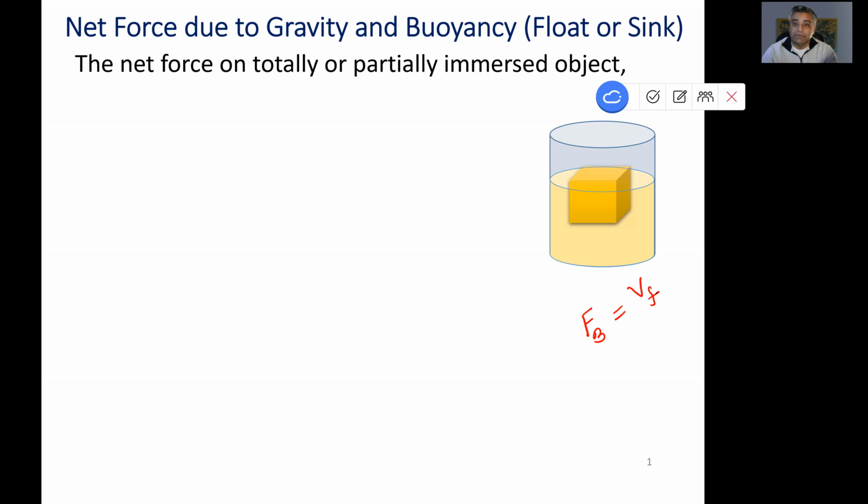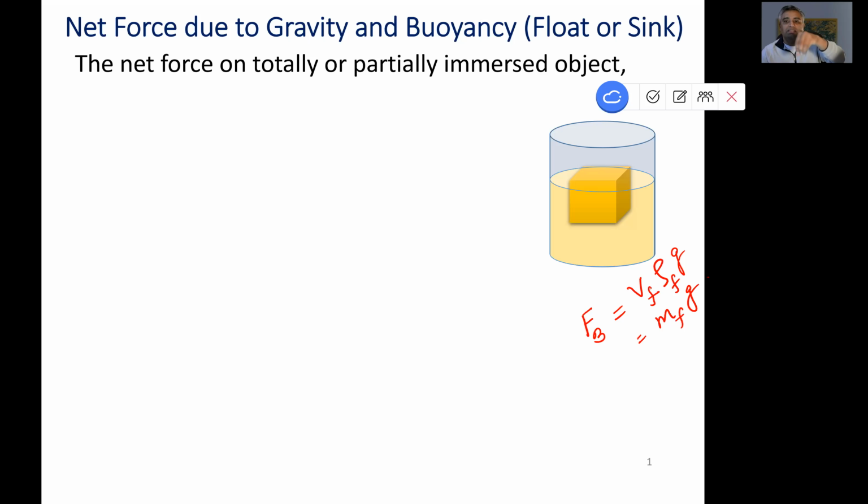volume of fluid displaced by the object. It's not always the volume of the object, okay? That is the case only when the object is totally inside the fluid. So volume of the fluid displaced by the object times density of the fluid displaced by the object times g. In other words, mass of the fluid displaced times g. And that came from the Archimedes principle, right? So we learned that.